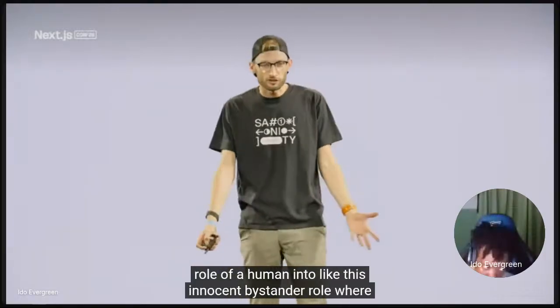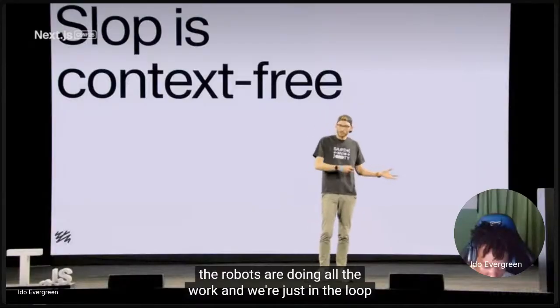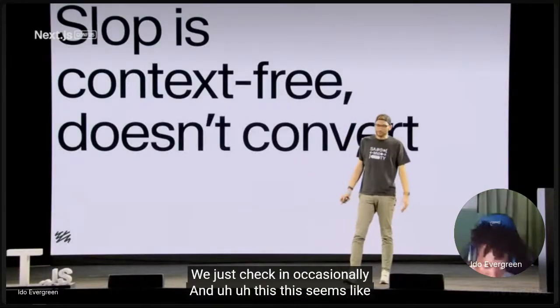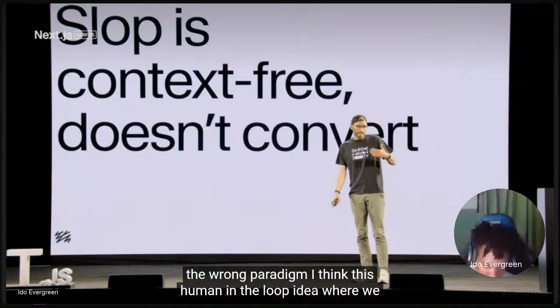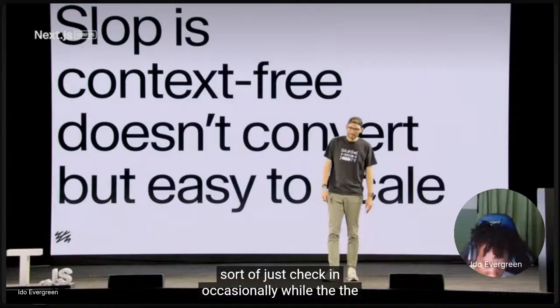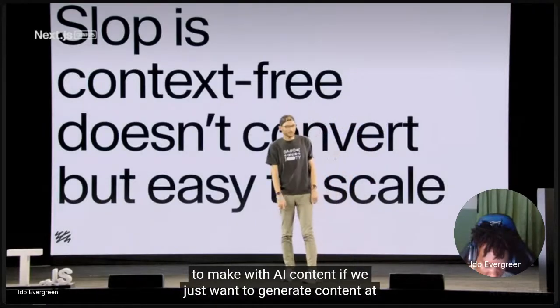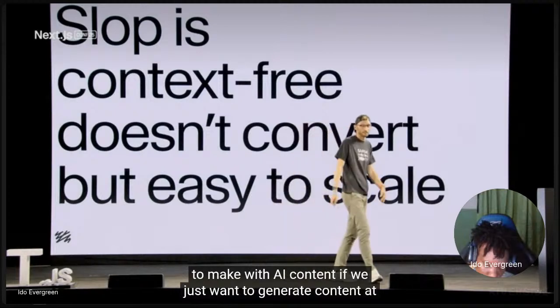So slop is context-free. It doesn't say anything in particular about you and your organization, your goals. It doesn't convert because it's just easily dismissed. How many AI-generated images and things do you just scroll past in your timeline because it's very clear. It's really easy to scale, and that's a problem. If you need to create content-driven applications at scale, this is kind of the easiest thing to do, unfortunately.